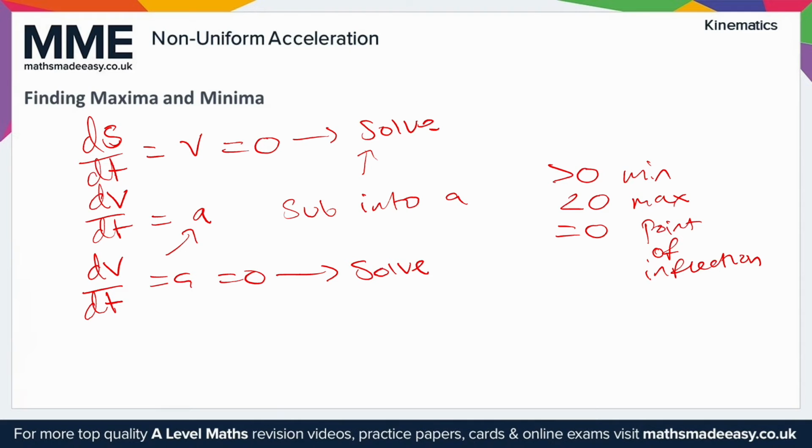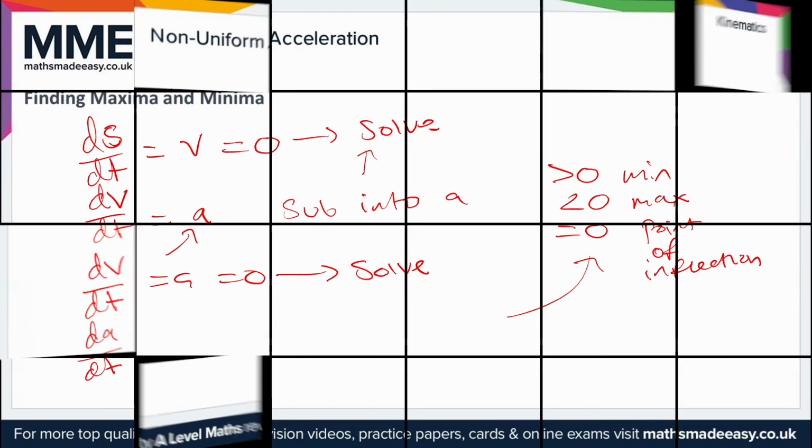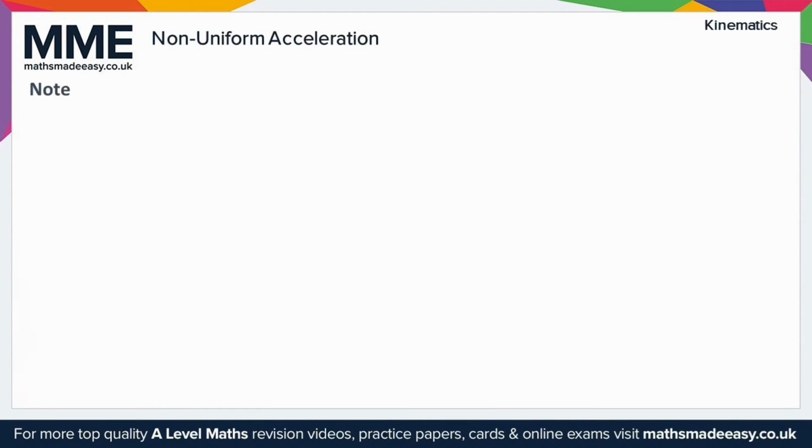Then we would differentiate A. So we do dA by dt. Now, there's no real name for this, but we would just test, again, whether it's bigger than 0, less than 0, or equal to 0, and that will tell us whether it's a maximum or a minimum, or whether it's a point of inflection. So you can here find the points, so find the maximums or minimums, and then figure out whether they're maxes or mins.